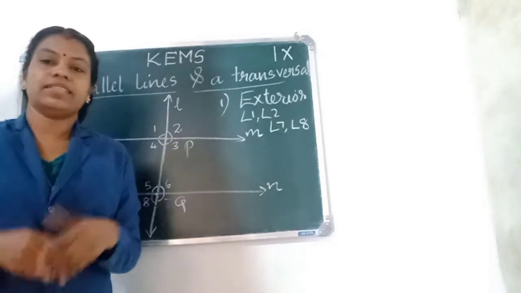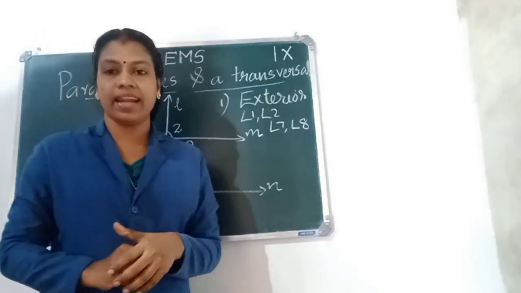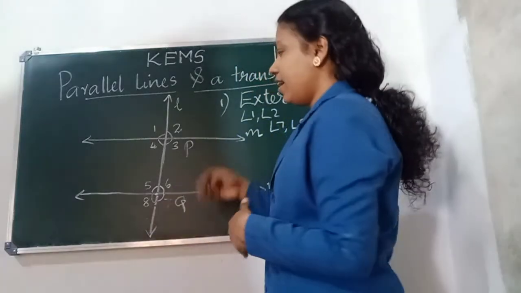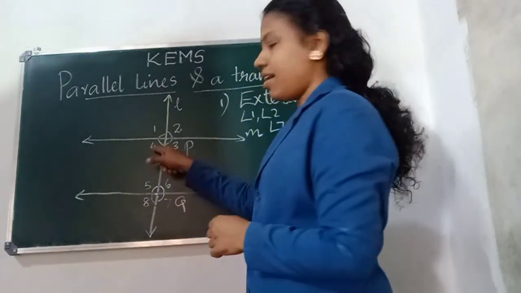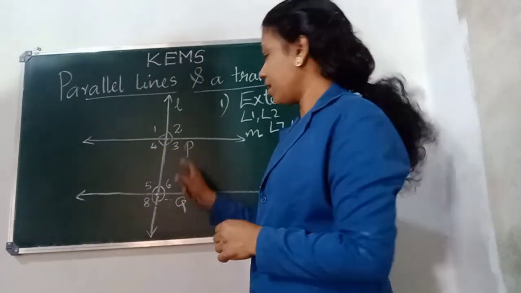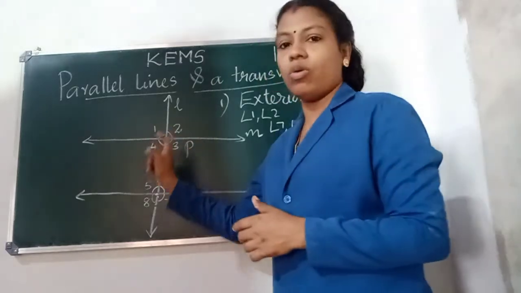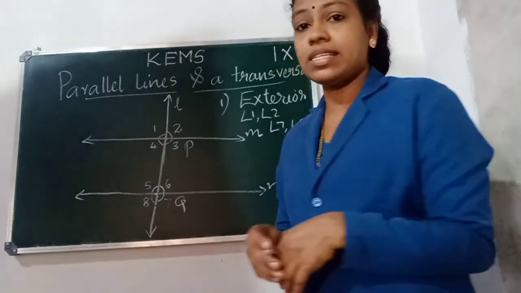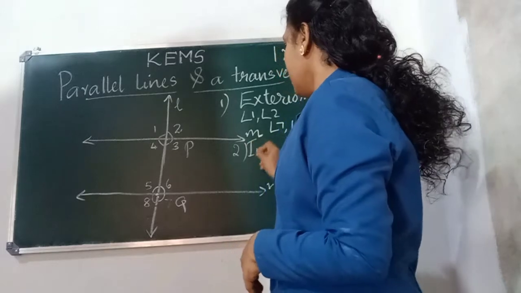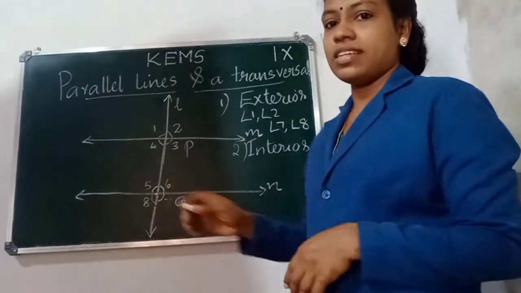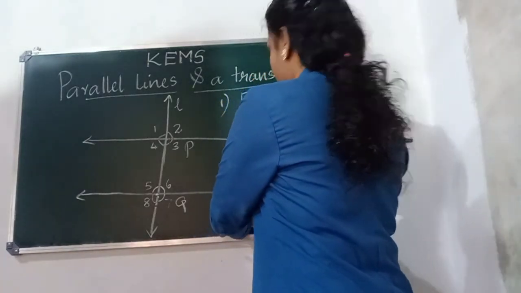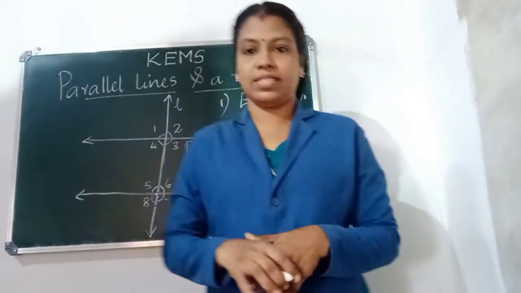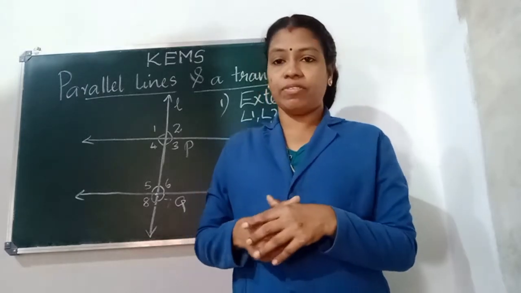Next, the second group of angles: interior angles. Interior means inside the parallel lines. Here the interior angles are 3, 4, 5, 6. That is angle 3 and angle 4, then angle 5 and angle 6.